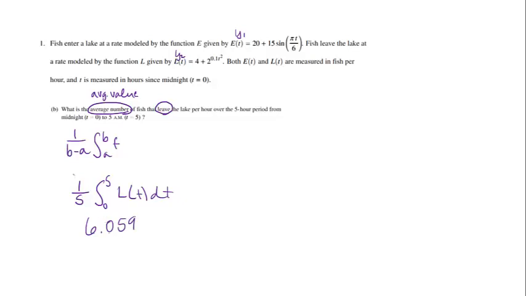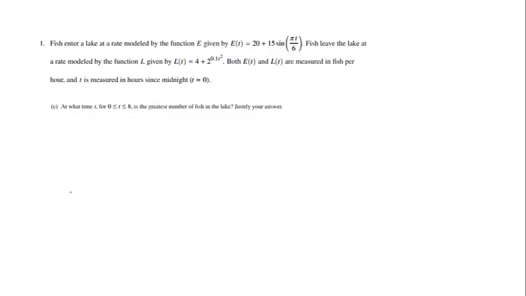So once again, I'm going to get 1 point for this setup, and I'm going to get 1 point for getting that correct answer. So this part would be worth 2 points. All right, part C, at what time t for 0 to 8 is the greatest number of fish in the lake? Justify your answer. All right, when I see a greatest, that to me I know is going to be a maximum.